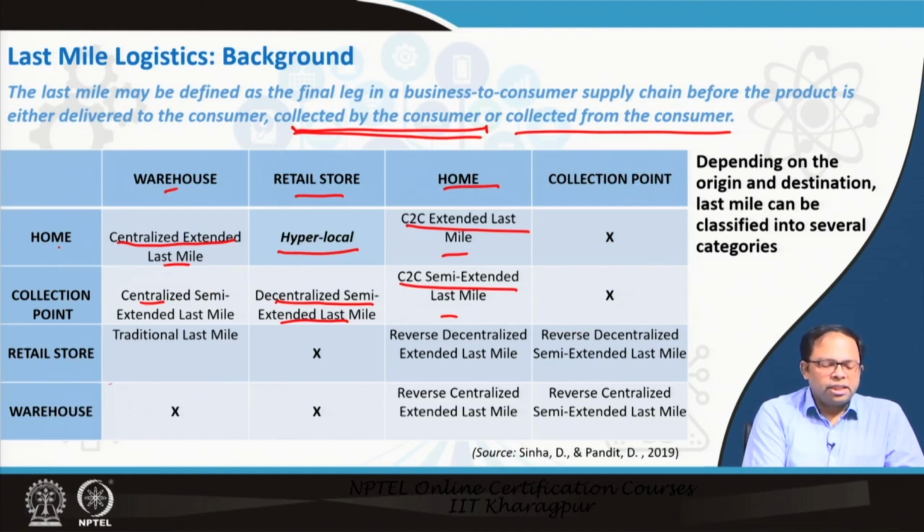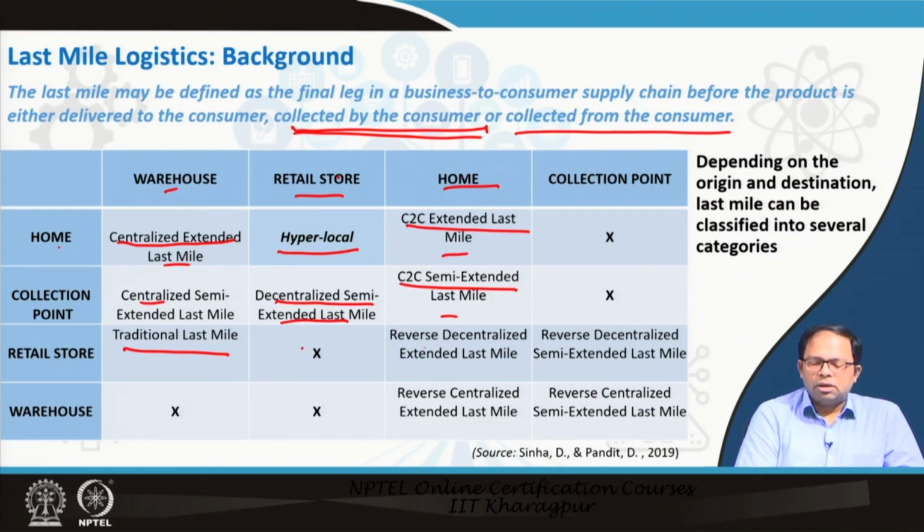Then warehouse to retail store, this is the traditional last mile. This was earlier there. That means goods used to come to the retail store and people used to go and buy the goods. But this has now been replaced by home deliveries. So that is where we are calling it the extended last mile instead of the standard last mile. Then retail store to retail store, not there.